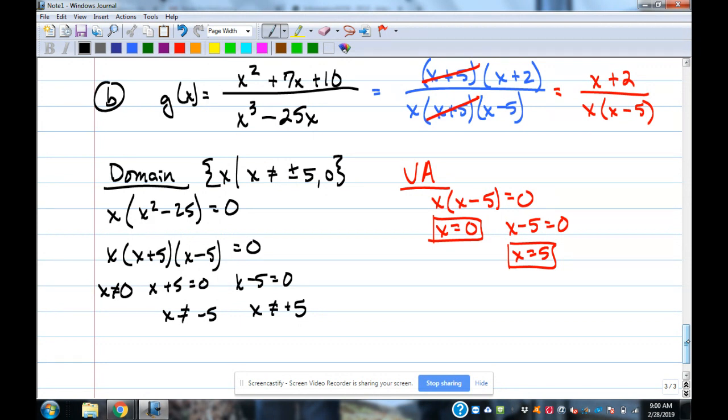Okay, look at the original. What's the degree of the top? 2. Degree of the bottom is 3. So the top is smaller than the bottom. Doesn't matter by how much, just that it's smaller. That means we have a horizontal asymptote at what?